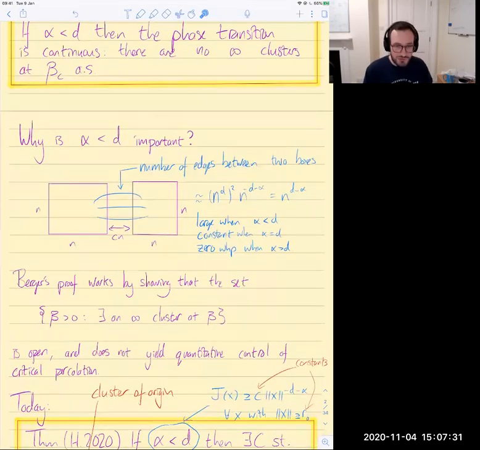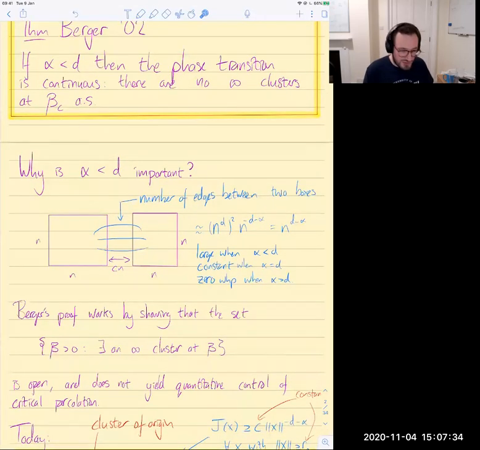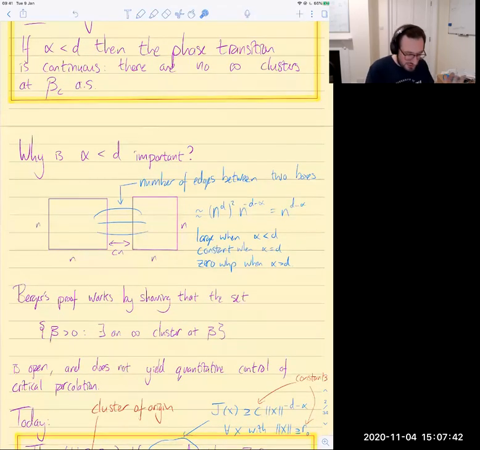Just to give you some intuition of why this alpha strictly smaller than d, equal to d, bigger than d thing could be important, suppose you take two boxes of side length n, separated by a distance of order n. Then you can compute how many edges you have going from one box to the other. There are n^d squared possible endpoints, and each edge is present with probability n^(-d-alpha), so you get, in expectation at least, n^(d-alpha) edges.